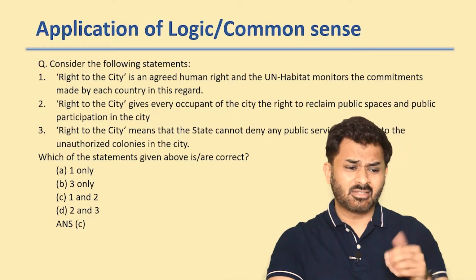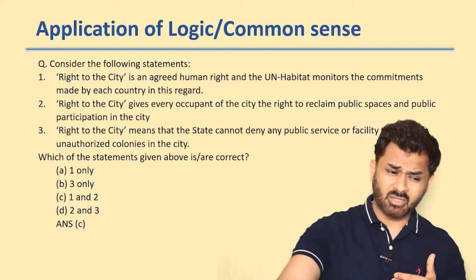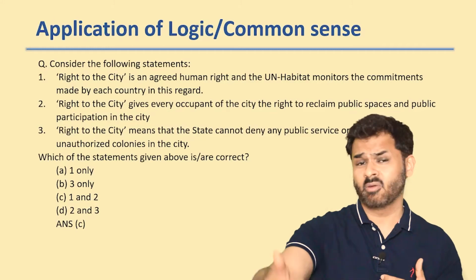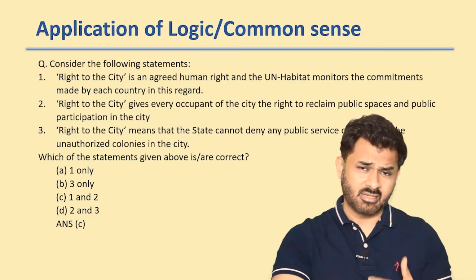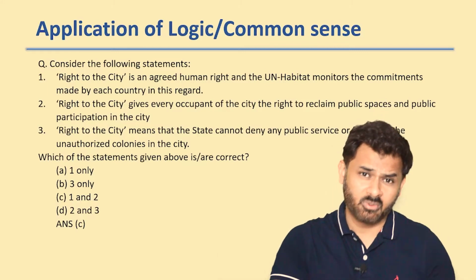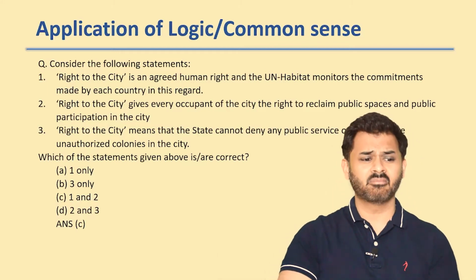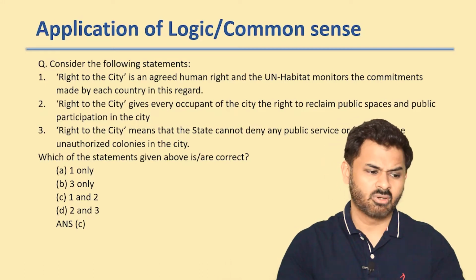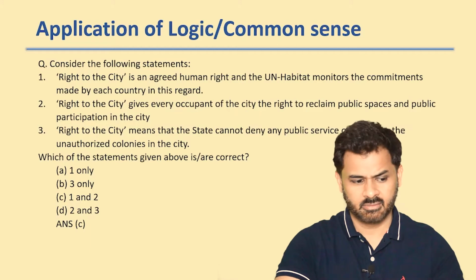Now, right to the city, the state cannot deny something to the unauthorized colony. I mean, the state will not have much to do with the unauthorized colonies. It cannot be the right of the unauthorized colonies, isn't it? Why would the state provide for the unauthorized colony? This seems to be illogical, right? Non-commonsensical. So statement 3 may not be correct. The answer will be C in this case.